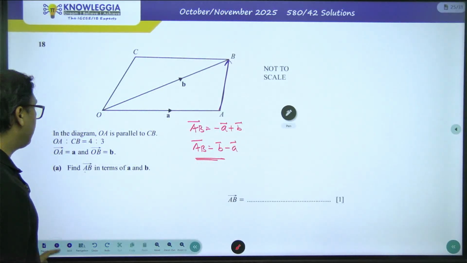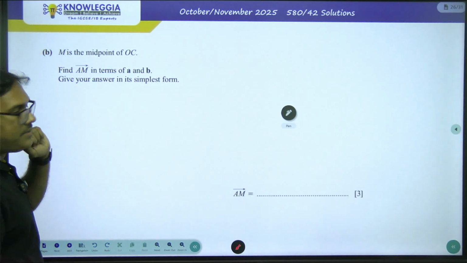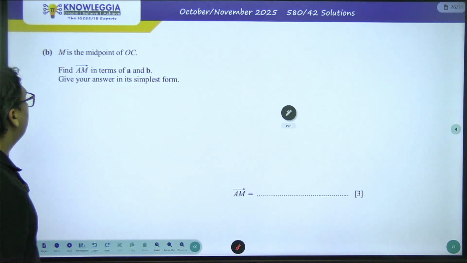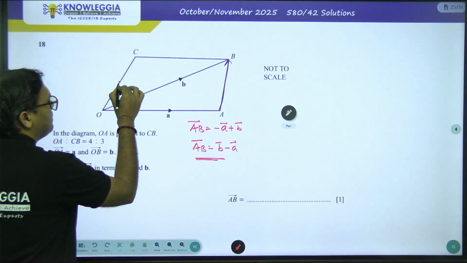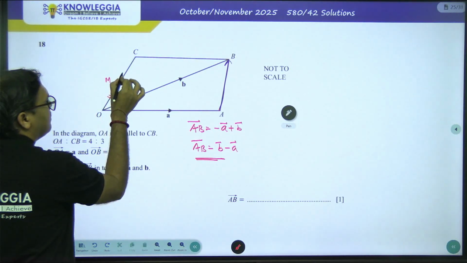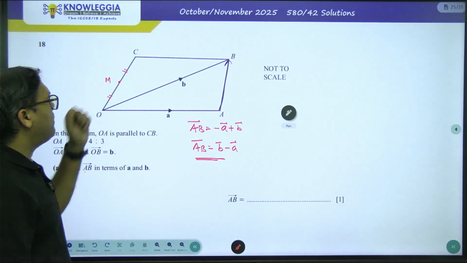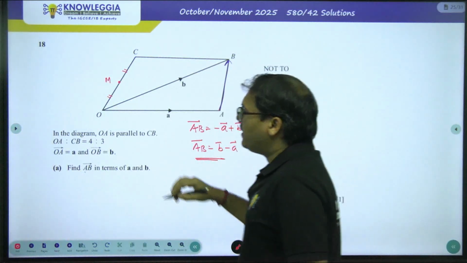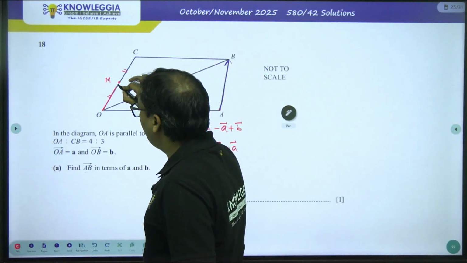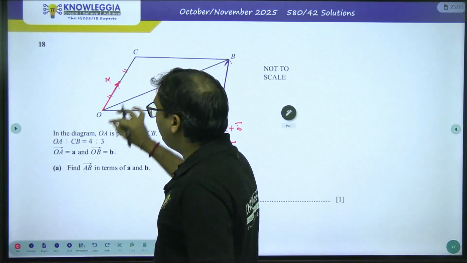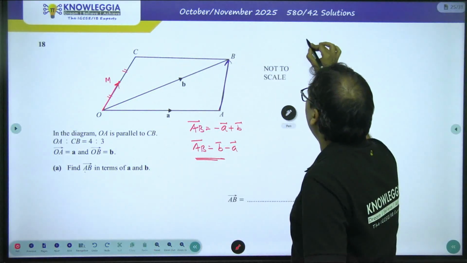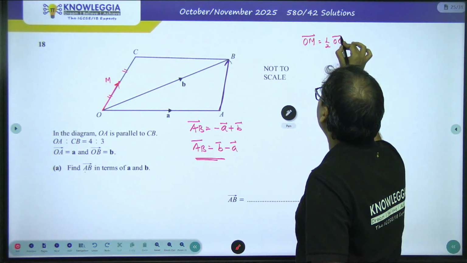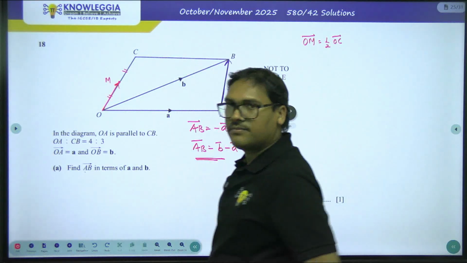Now the second part of the question: M is the midpoint of OC. You have to find AM vector in terms of A and B. M is the midpoint of OC. Correct? Now you have to find OM vector. Now just observe this, see the thinking process. If you have to find OM vector, it is obvious that you have to write the OC vector, because OM vector will be equal to half of OC vector. I hope this is clear.